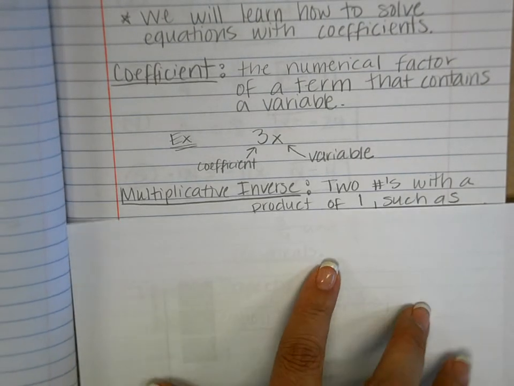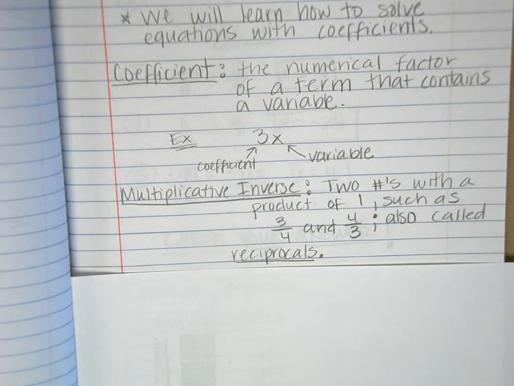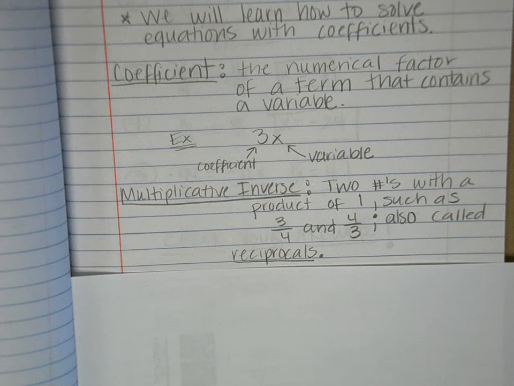The next thing I want you guys to write down to define is the multiplicative inverse. I know you've heard inverse and you've heard multiply, but maybe not together. Multiplicative inverse are two numbers with a product of 1. What does product mean? Multiply. Right. Two numbers with a product of 1, such as 3/4 and 4/3. It's also called a reciprocal.